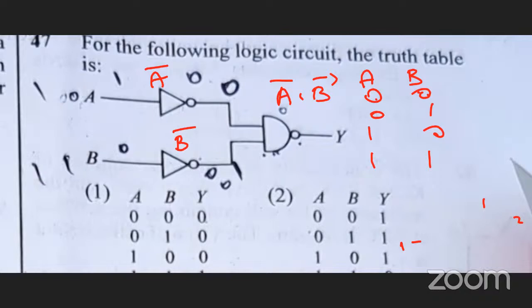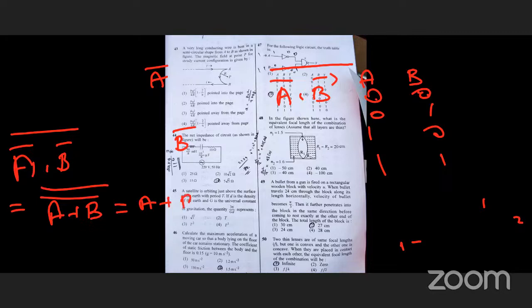So A bar dot B bar, and it's not an AND gate, it's a NAND gate. So A bar dot B bar, the whole bar is the signal given here. So according to Boolean algebra, we can write A bar dot B bar, the whole bar is equal to A plus B double bar, which is equal to A plus B.